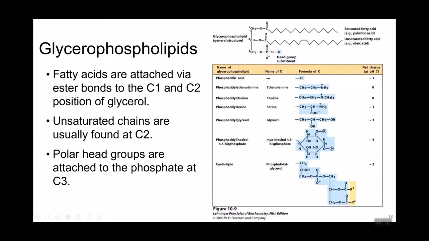glycerol backbone. If we examine the commonly occurring glycerol phospholipids in membranes, you'll usually see an unsaturated chain at C2, so this tail here will have a double bond present. The functional group at C3 will include a phosphate linked to different molecules, and these are shown in the table. If there isn't another molecule present, so just a hydroxyl on the phosphate, we would call this phosphatidic acid or phosphatidate for the conjugate base.